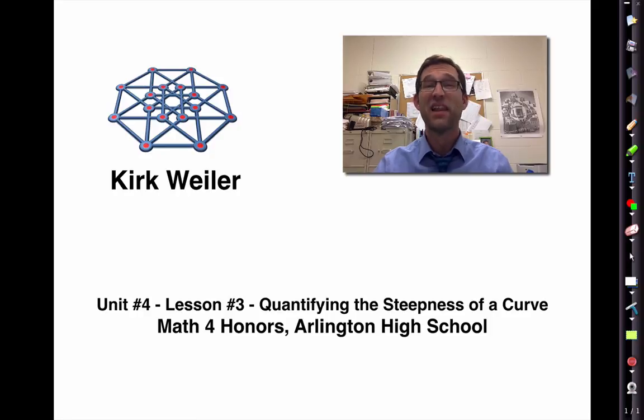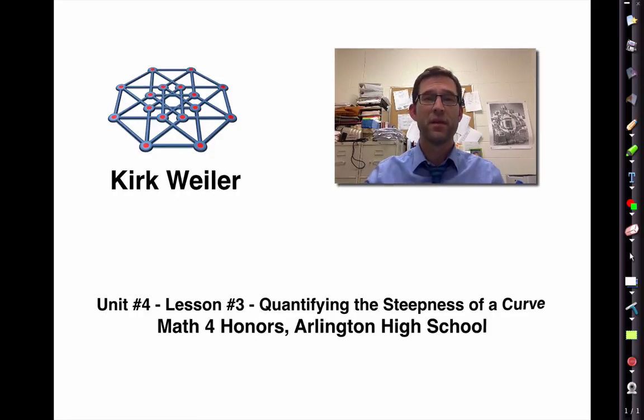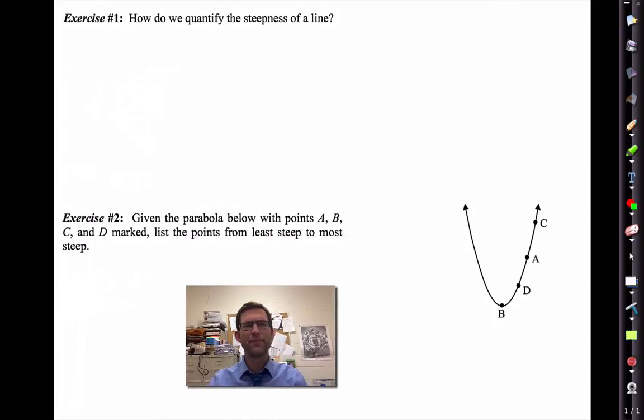But first, let's talk about lines again. Exercise 1. How do we quantify the steepness of a line? Just to make sure everybody understands it, when we say quantify something, what we really mean is assign a number to it. That's, I guess, a really loose definition of quantifying. Assign a number to it. What number do we use to quantify the steepness of a line? Well, hopefully it's pretty obvious. We use the slope of the line.